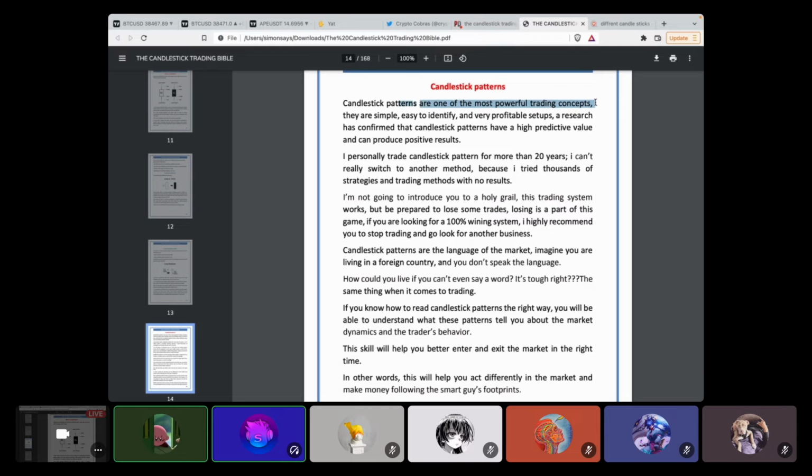But they are one of the most powerful trading concepts, I'll give it that. They're how we analyze the charts. We could literally be going off a line chart, right? You don't know when to buy or sell. So candlesticks are very important.